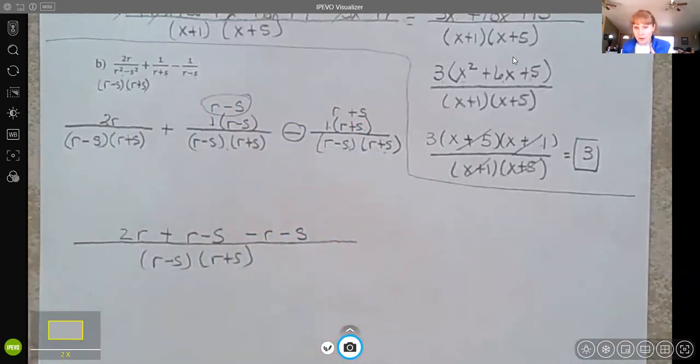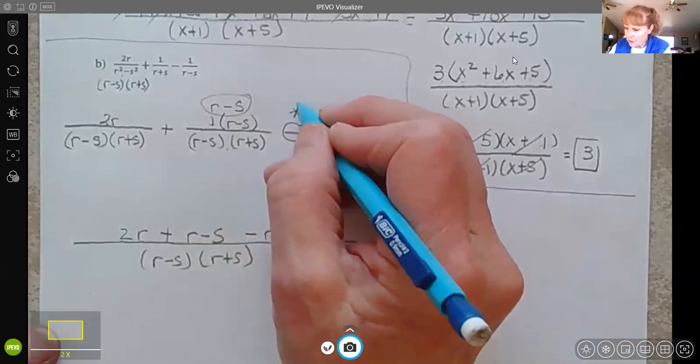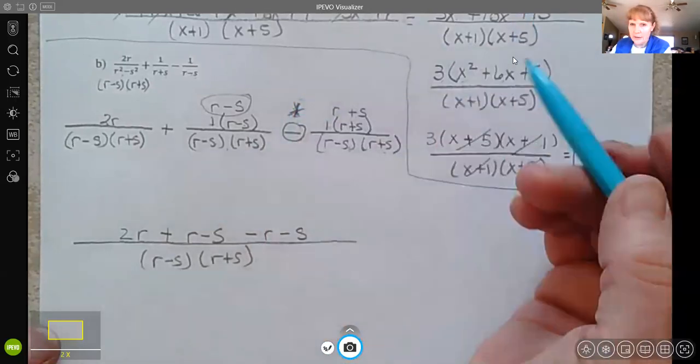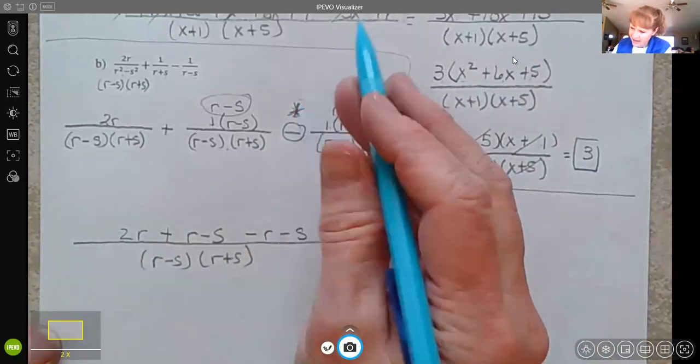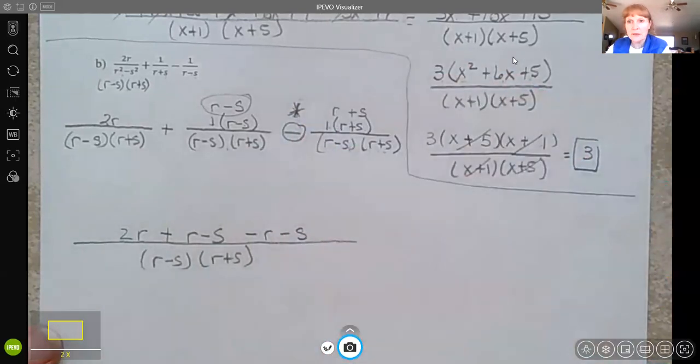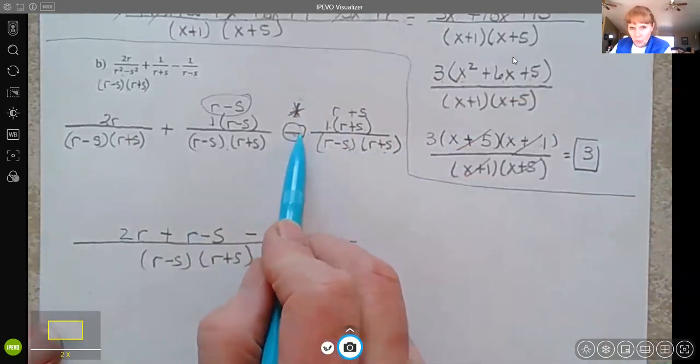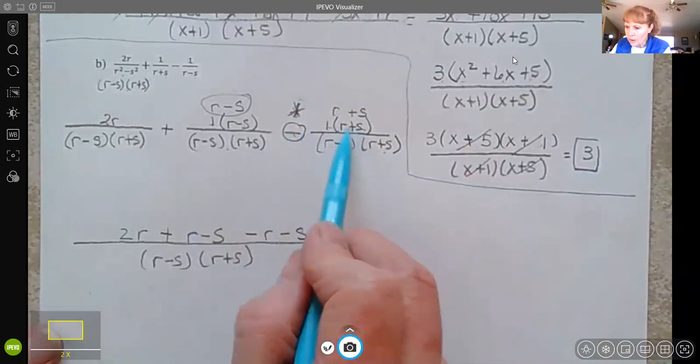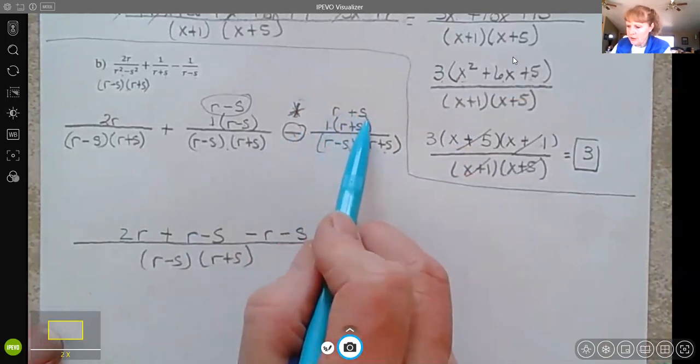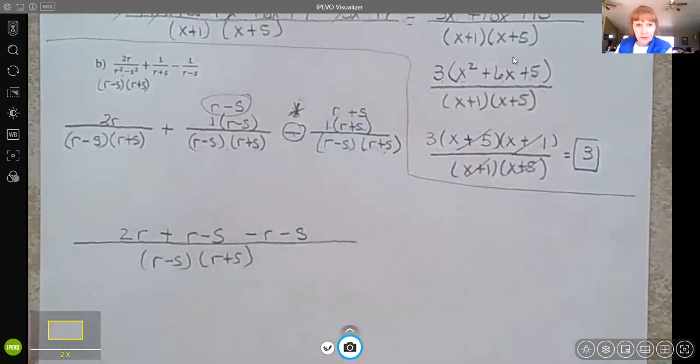So again, make sure that you take note of that right there. It kind of looks like a multiplication sign, but it's not. It just means take note of that. Be careful that when you have that, you go ahead and multiply this through totally, and then change the signs. So combine our similar terms of our numerators.